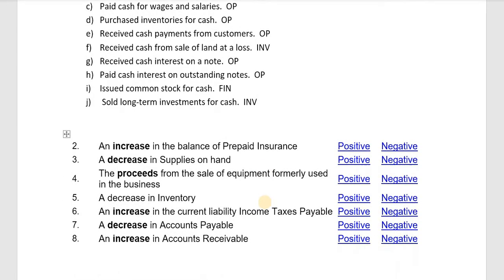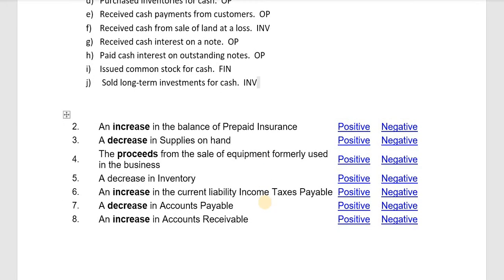Now, as we go through the indirect method, what are we going to do? We're going to go through the balance sheet, look at the balance sheet account, decide is it an operating, investing, or financing related account, and if it goes up or down, it's going to have an impact on cash. So, number 2, an increase in the balance of prepaid insurance. Well, you acquire prepaid insurance by buying insurance. So what's it going to do to my cash? It's going to decrease my cash.